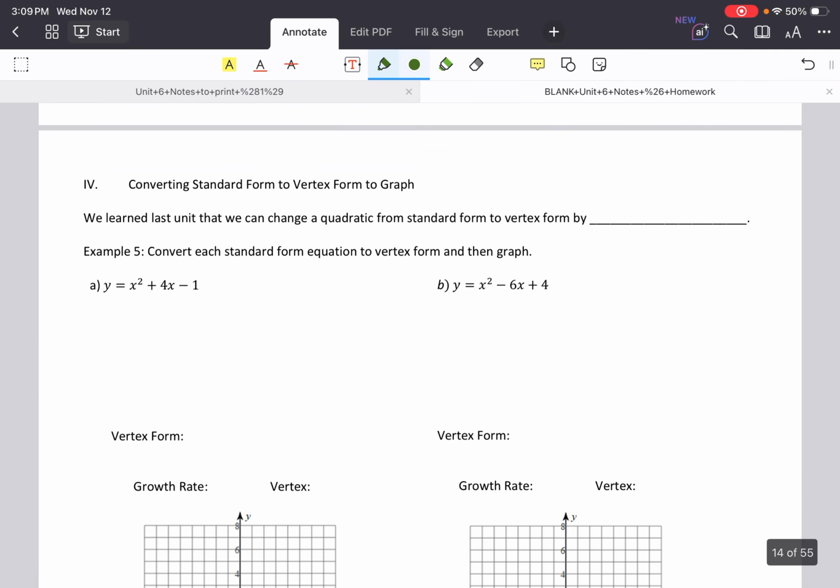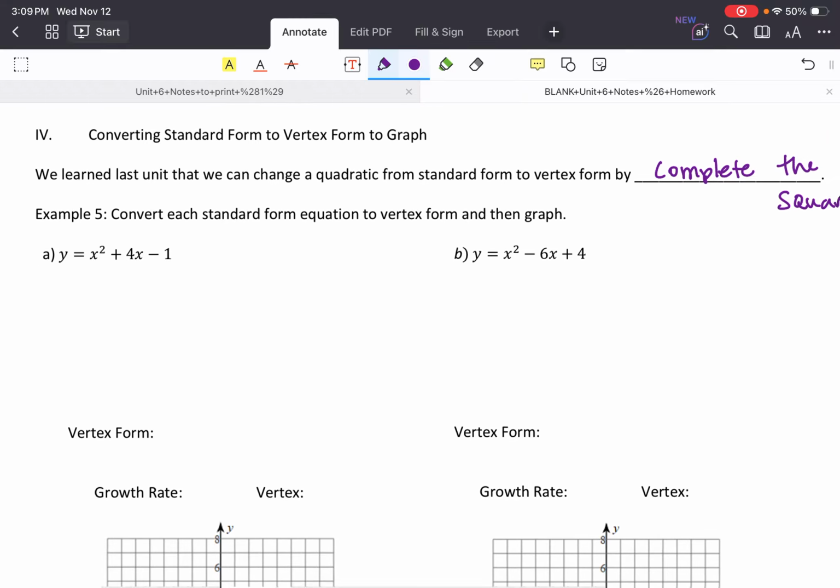Okay, then this is the last thing that we're going to learn today, and that is converting standard form into vertex form to graph. So remember, we learned in 5.5 how to complete the square, and that is how we're going to change the form of that. So good news, you're only going to have to change the form of stuff where A is 1 and B is even on this lesson.